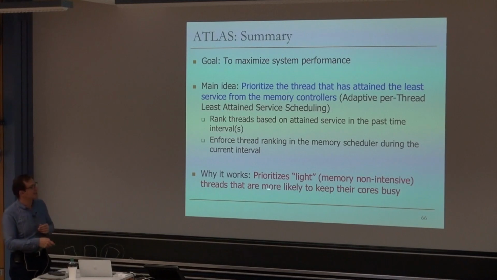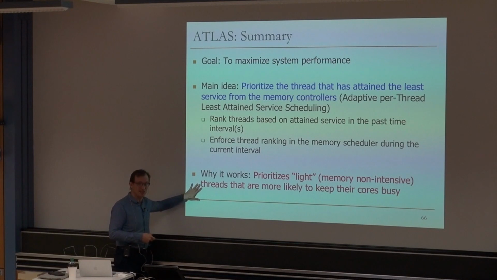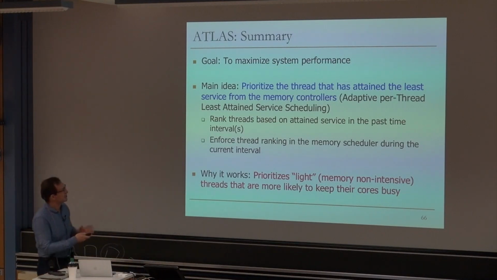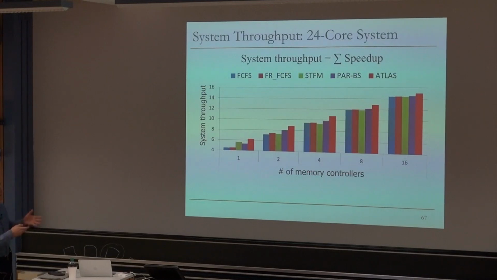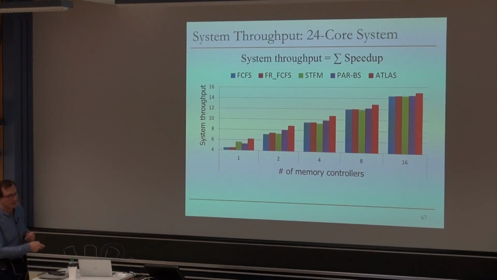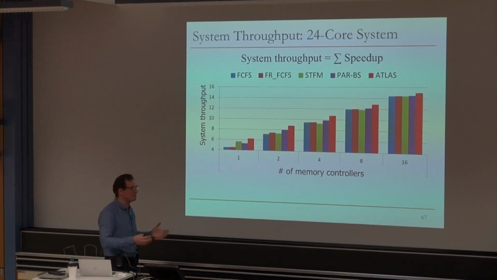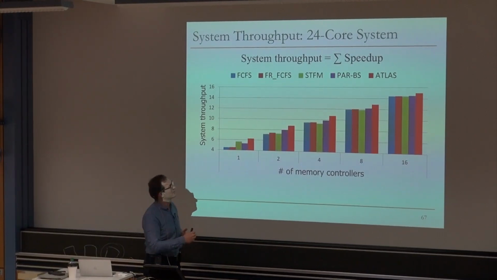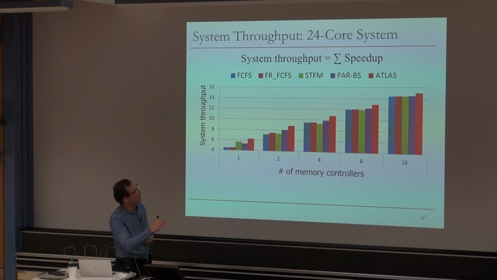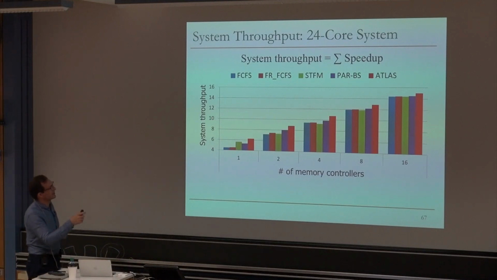So why does it work? Basically, this prioritizes the light or memory non-intensive threads that are much more likely to keep their cores busy. And it turns out this is actually the best scheduler in terms of performance so far at this time. And this basically shows an example of that. This is in a 24-core system with different number of memory controllers, varied. And this is the system throughput measured as the sum of slowdowns of the threads. It's called speedup, but it's really the performance that you get compared to when you run alone on the same system. And you sum them up across all of the threads that are running.